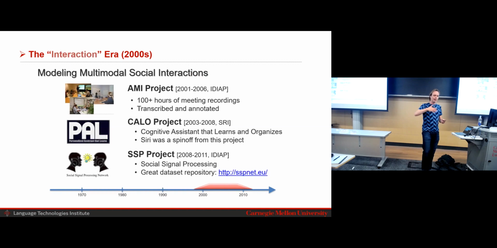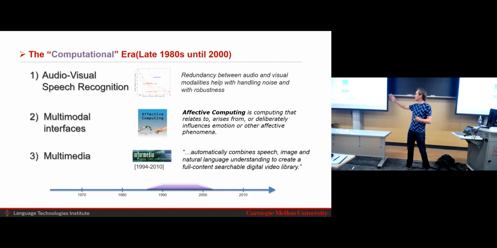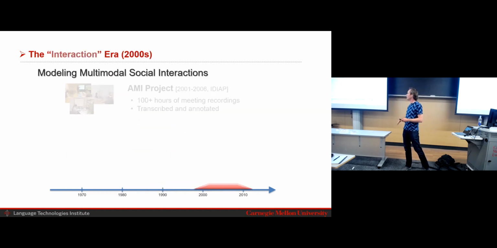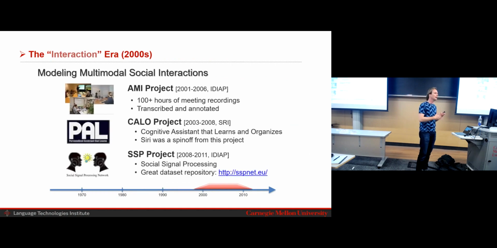A lot of the work that I talked about continued in the 2000s, but one thing that came in the 2000s is the social aspect as well. One of the projects is CALO, and if you know about Siri, Apple Siri, it came from that project, the idea of having an assistant to help you with different tasks, a lot on social signal processing.